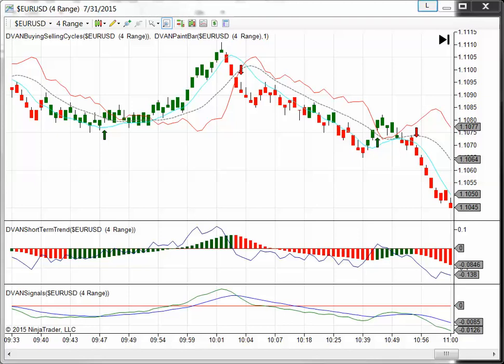NinjaTrader. Today we're using trading examples from the entire day after about 9:30 Eastern Time on the Euro dollar. The chart is a 4-range chart. Range charts are great because they take a lot of the time-based consolidation and whip out of the chart.